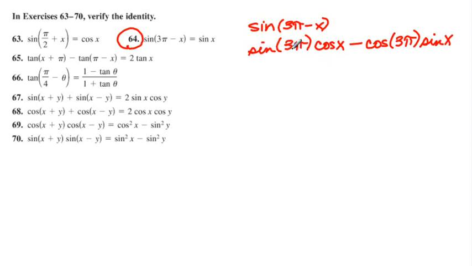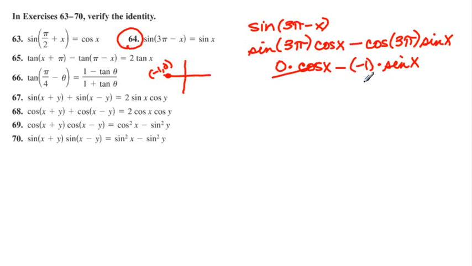Well, what is the sine of 3 pi? If you use your unit circle, 1 pi, 2 pi, 3 pi is wrapped around 1.5 times. That point of the unit circle is -1, 0. So the sine of 3 pi is 0. So it's 0 times cosine x. What about cosine of 3 pi? Well, it is -1, so we have minus a -1 times sine x. 0 times cosine x is 0, minus a -1 would be plus 1 times sine x. So we've proven what we needed to show.